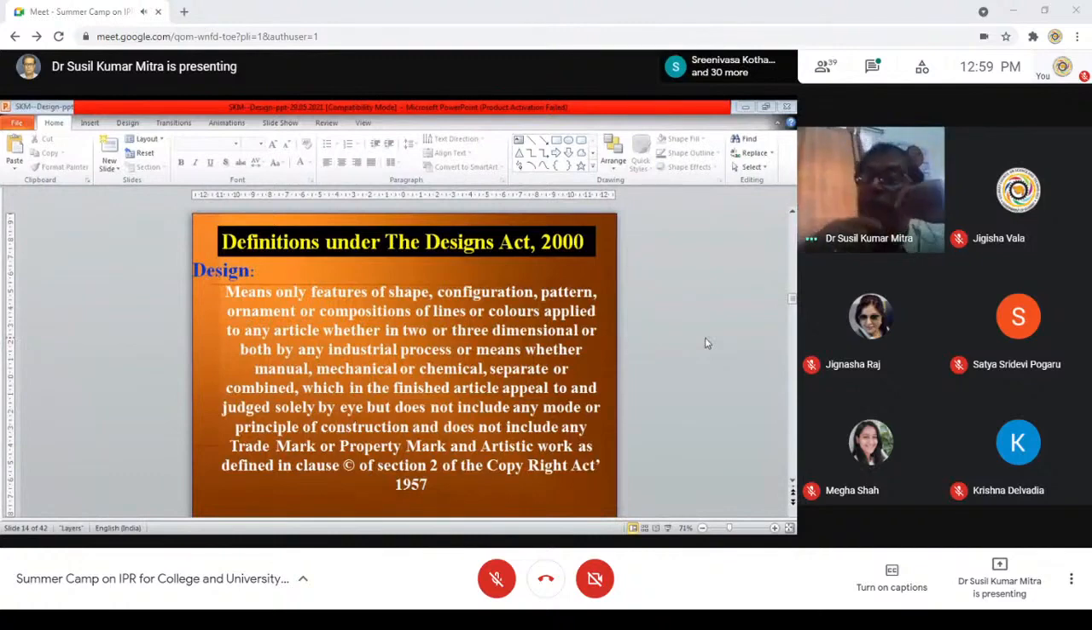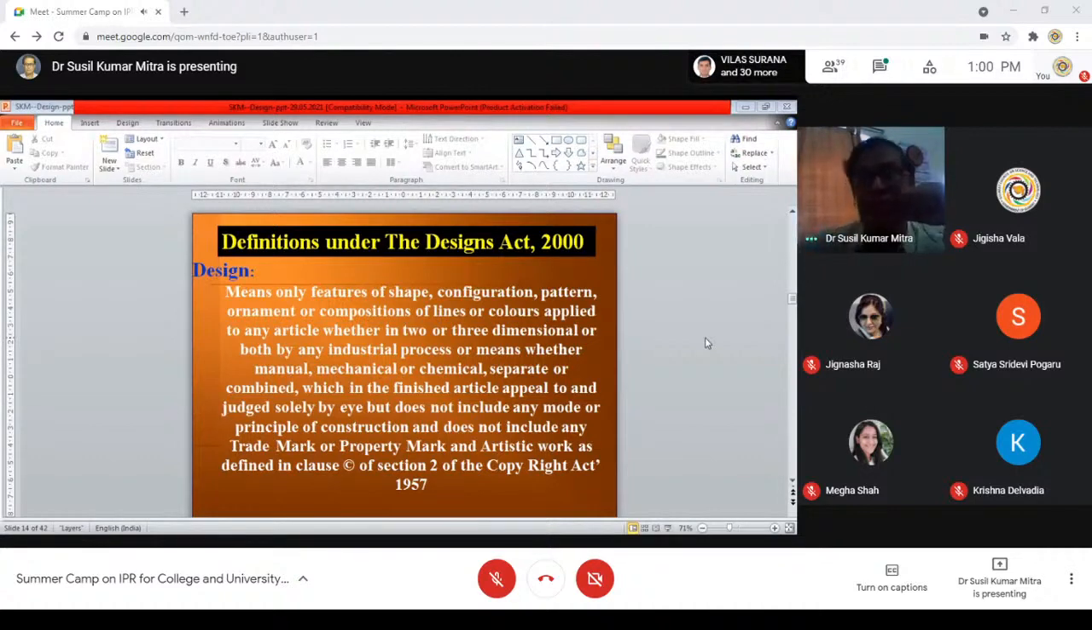The design mainly is a feature. Why is it a feature? Because it is a feature of shape, configuration, pattern, ornament, composition of lines, colors, and these features are applied to the article.